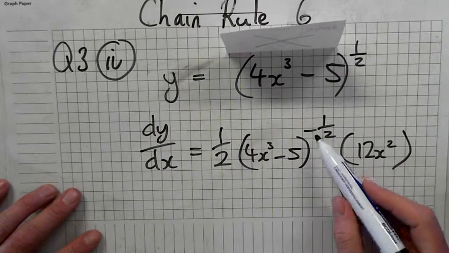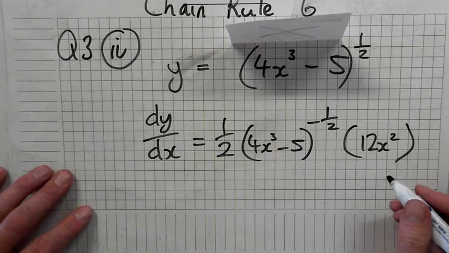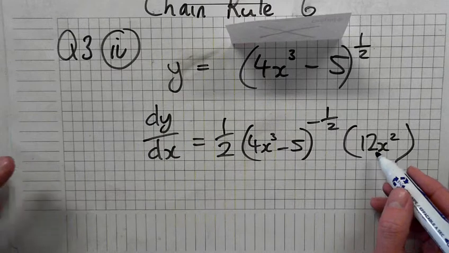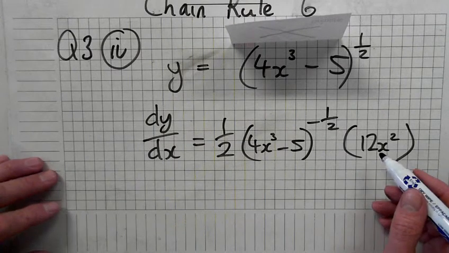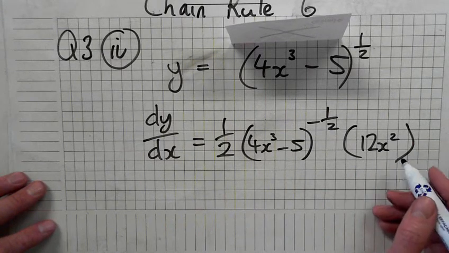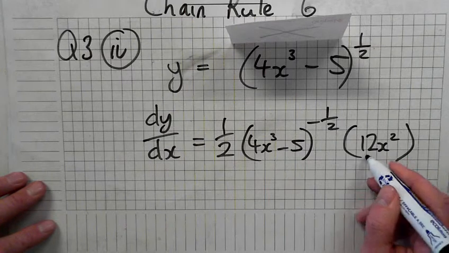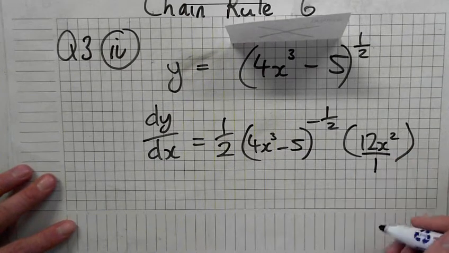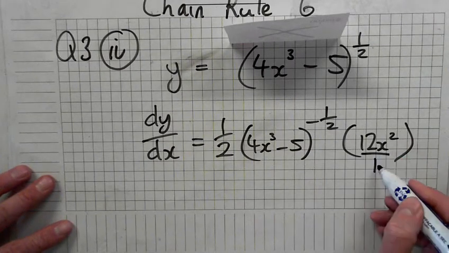Okay, so we'll write everything as a fraction and it'll look easier. How do you write anything as a fraction? How do you write 5 as a fraction? 5 is equal to 5 over 1. So how do you write 12x squared as a fraction? It's over 1, isn't it? Alright? So that's the top bit, that's the bottom bit.